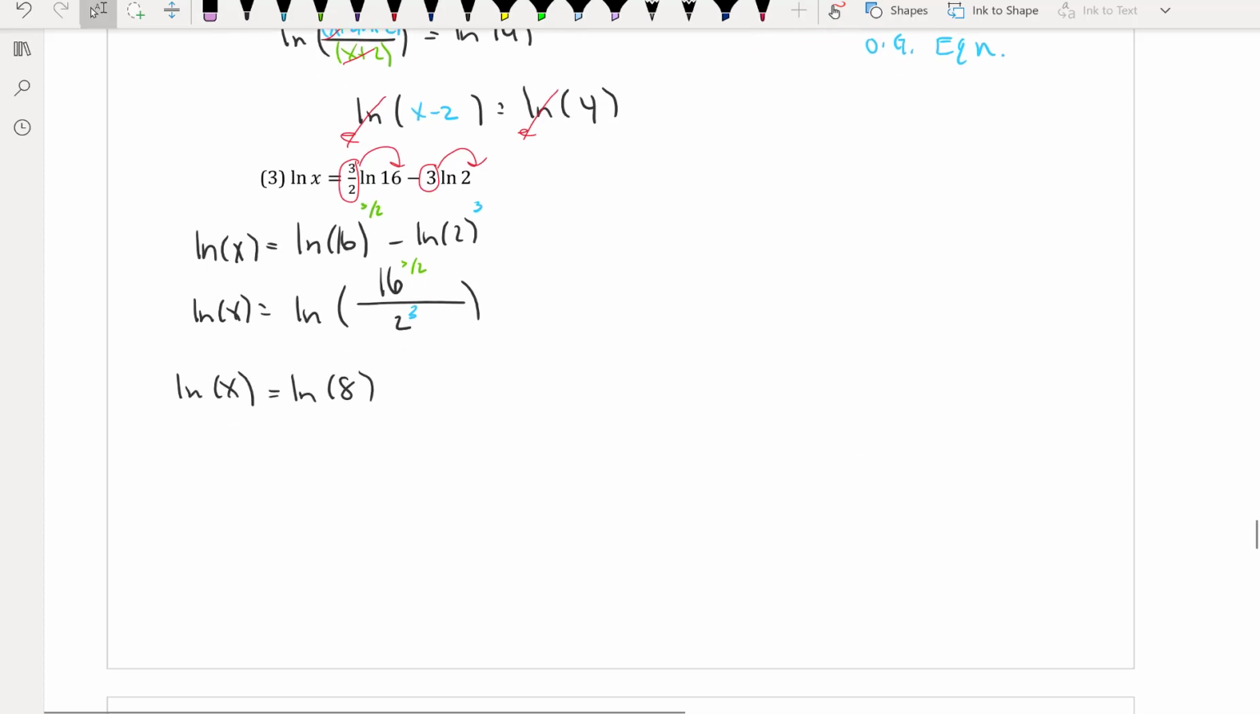Well, this makes this problem a lot more manageable, because once I e both sides so that they can cancel, I'm left with x is equal to 8. And I checked that in my original solution, and it works out.